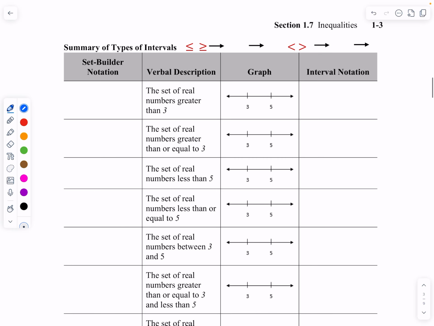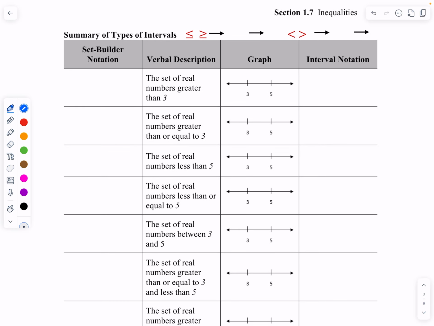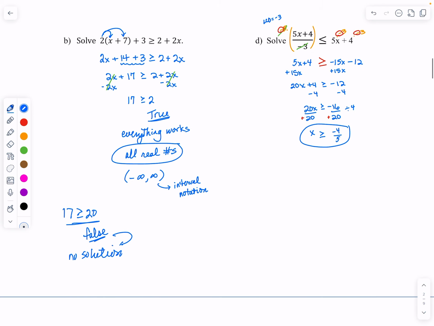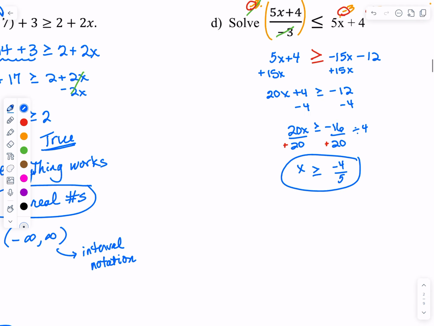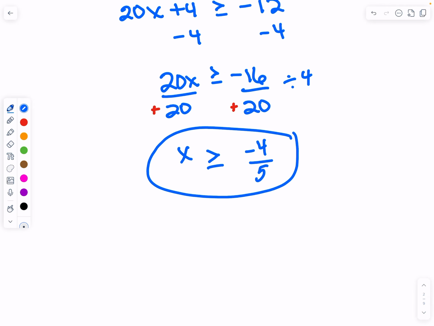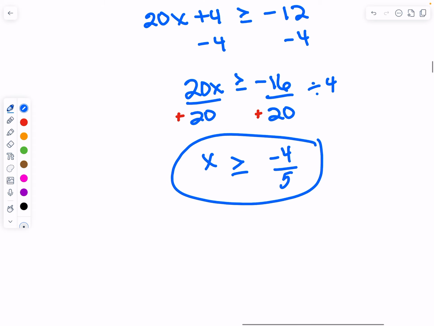All right, now, I want us to know how to graph these answers when we get to the end. I want us to be able to graph them. We need to be able to write them in set builder notation. We also need to be able to write them in interval notation. So let's talk about what each one of these are.